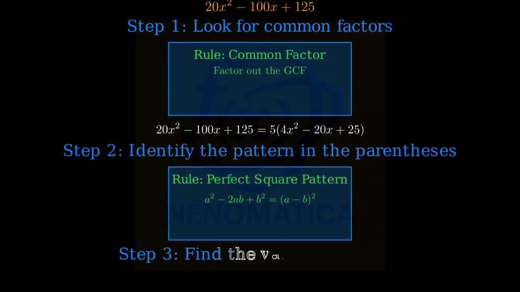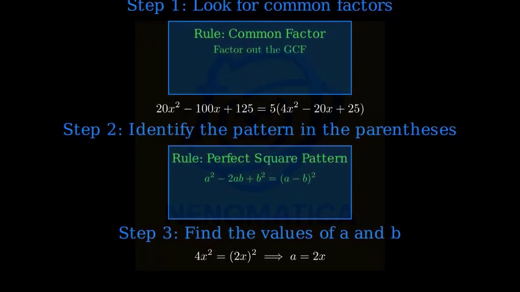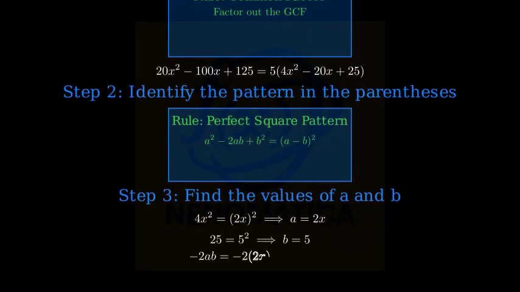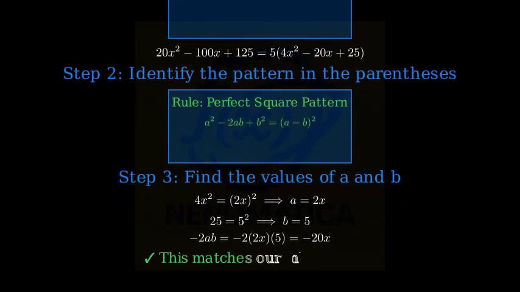Let's identify a and b in this expression. The first term is 4x squared. If this is a squared, then a must be 2x. The last term is 25, which would be b squared. So b must be 5. Now, let's check the middle term. If this follows the pattern, the middle term should be minus 2 times a times b, which is minus 2 times 2x times 5, giving us minus 20x. This matches our middle term, confirming that this is a perfect square trinomial.